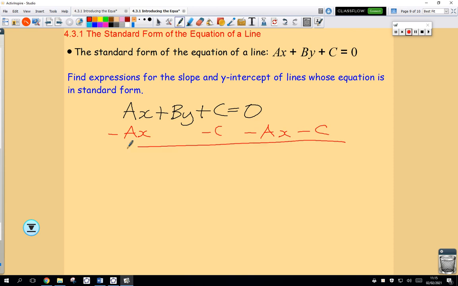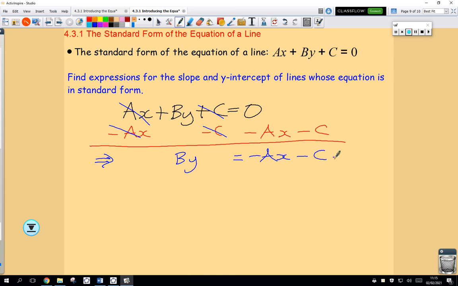If equal quantities are subtracted from both sides of an equation, then the two sides will remain equal. Subtracting over here, the ax's will cancel, the c's will cancel. So what I have is by is equal to negative ax minus c.